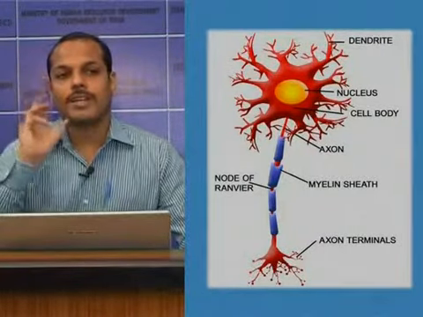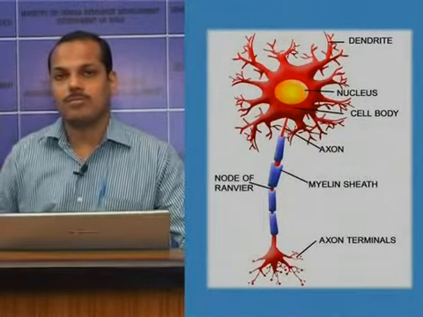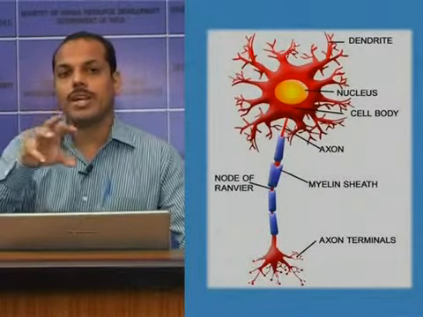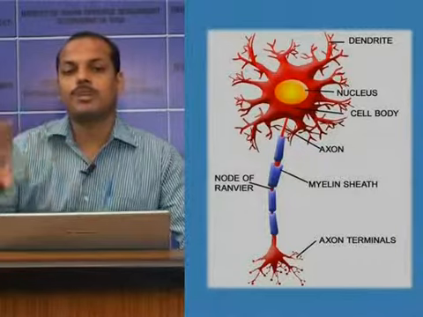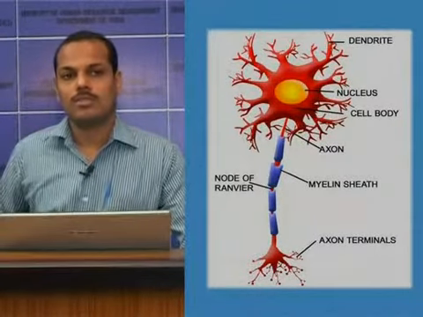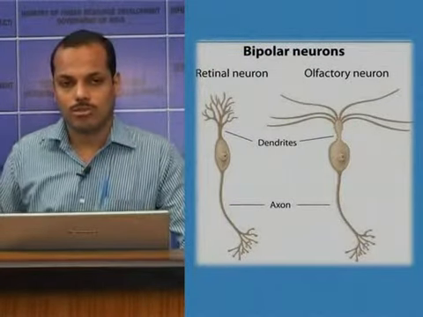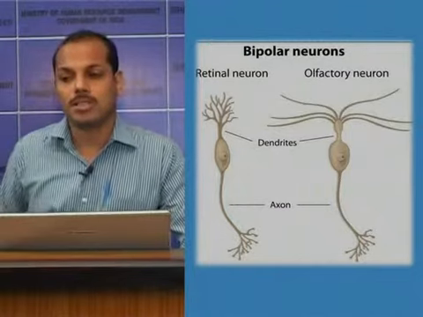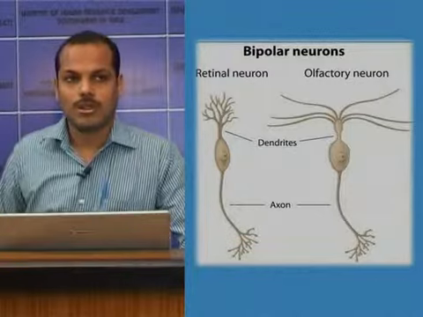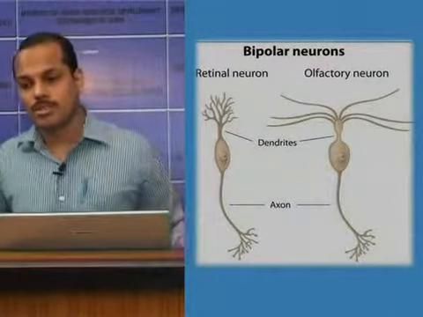If dendrite is absent, there will be a cell body and an axon, so it will become a unipolar neuron. If one dendrite and one axon are there, this will become a bipolar neuron. And many dendrites may be there sometimes and one axon may be there. It becomes a multipolar neuron.